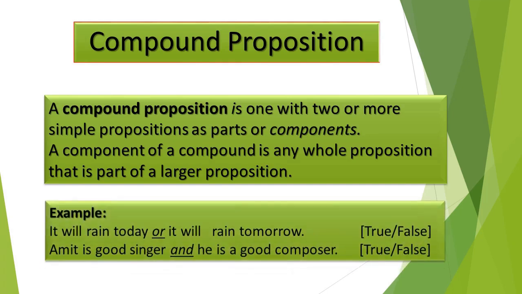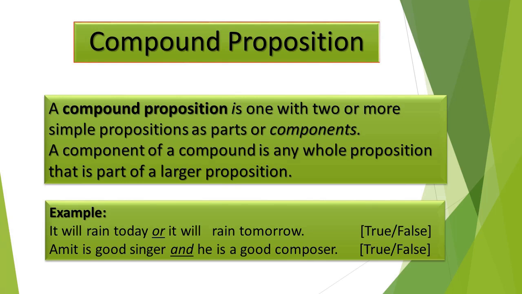So we can say through this example, let's take an example. It will rain today. Simple proposition. Another simple proposition, it will rain tomorrow. Now these two simple propositions can be combined through a connective called or, and then it becomes a compound proposition. So we can say like this, it will rain today or it will rain tomorrow. Now this compound proposition again, it may be true or false.